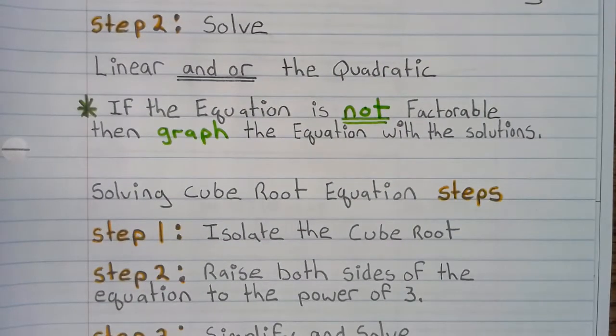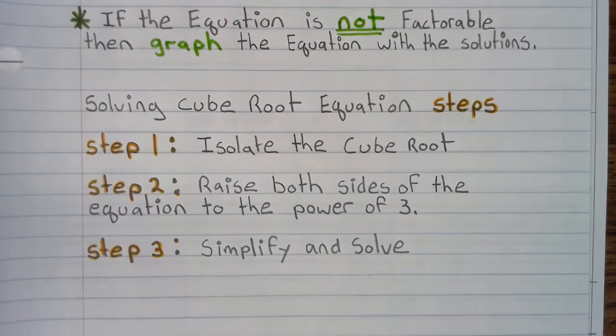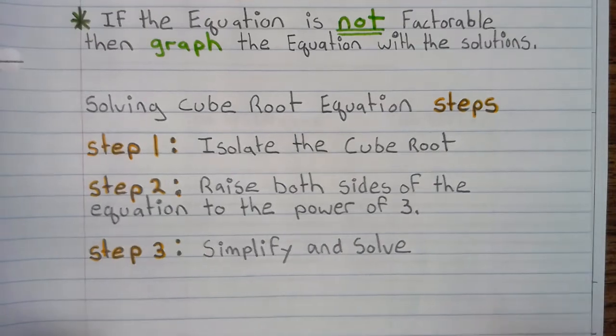Okay, so now let's look at solving cube root equation steps. Step 1, isolate the cube root. Step 2, raise both sides of the equation to the power of 3. Step 3, simplify and solve. All right, now your notes are updated. Let's take a look at the examples.